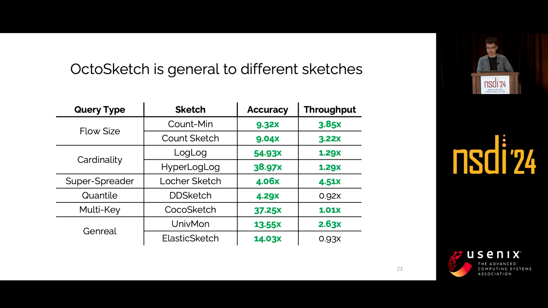Finally, we demonstrate OctoSketch generality by applying it to 9 sketches across 6 measurement tasks. OctoSketch can bring significant accuracy and throughput improvement compared with previous sketch merge. For certain sketches where there is no flow key storage, OctoSketch may not bring throughput improvement, while its overhead is lower than 10%.